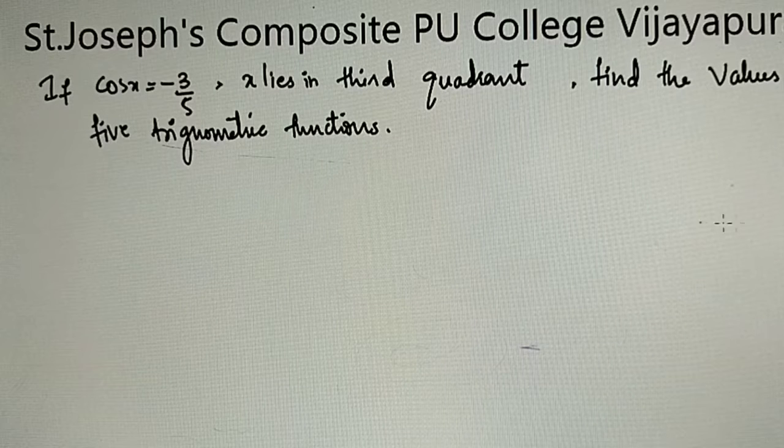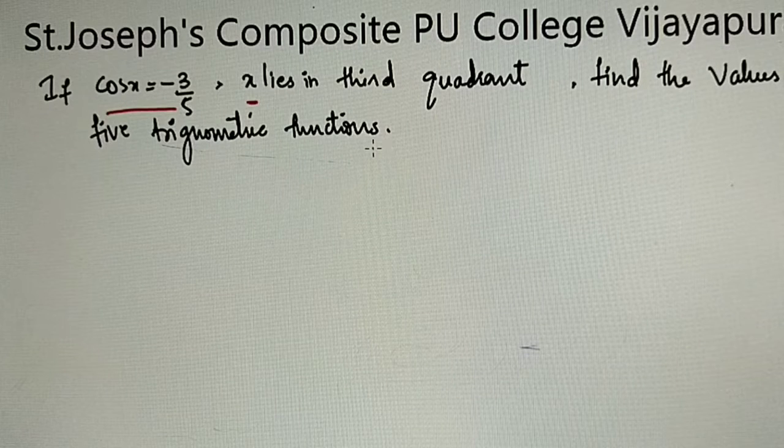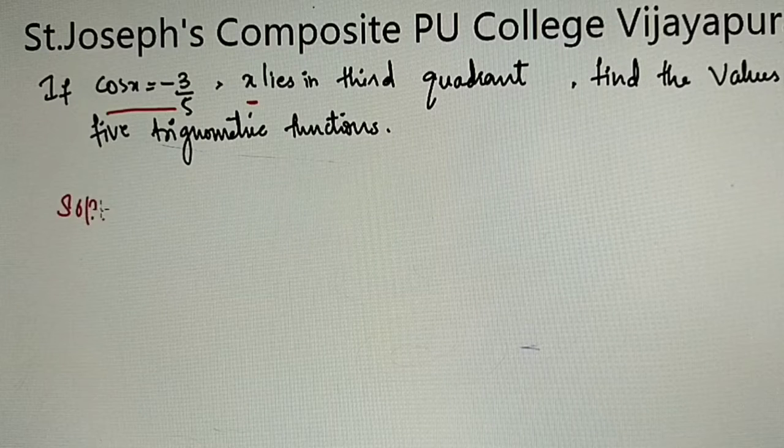So look at my students, look at this problem. Here the cos x value is given to you. Here cos x is minus 3 by 5 and x lies in the third quadrant. We have to find the other trigonometric functions, that is sec x, sin x, cosec x, tan x and cot x values. So let's see the solution.